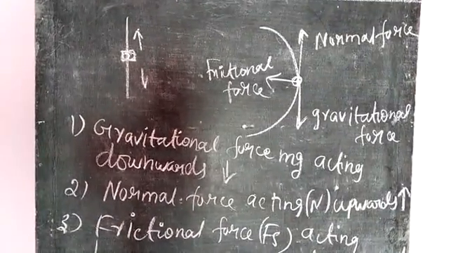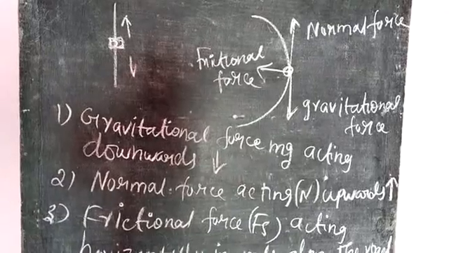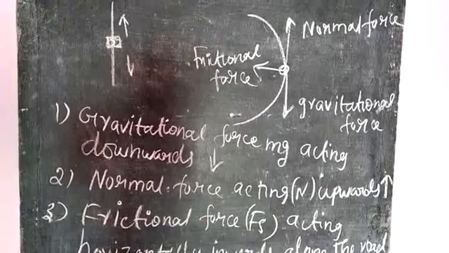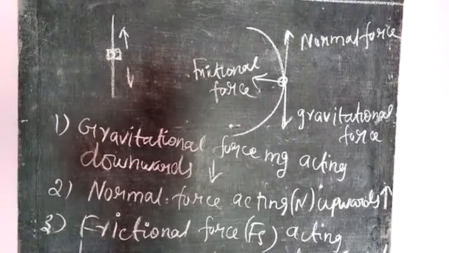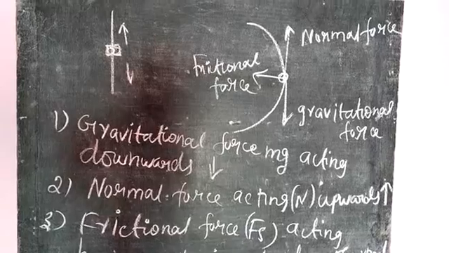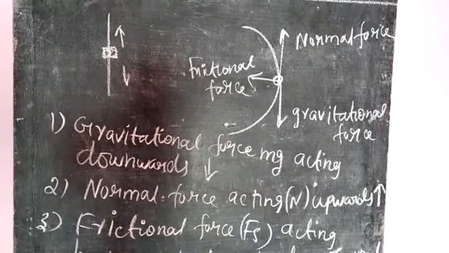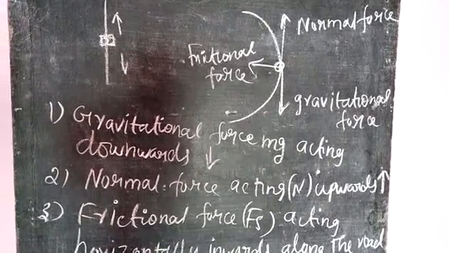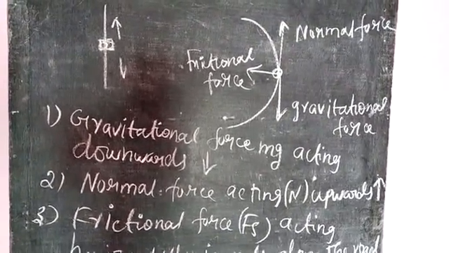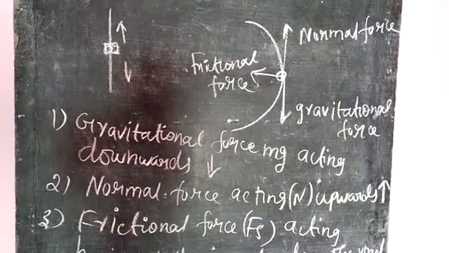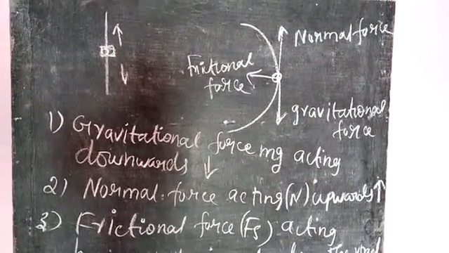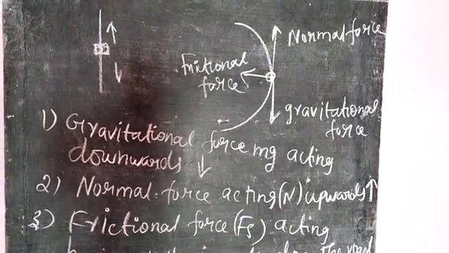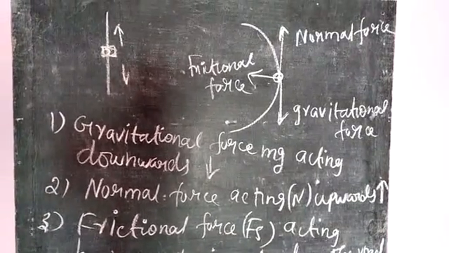Suppose the road is horizontal. The gravitational force acts downward and the normal force acts upward, both exactly equal and in opposite directions. So here the static friction, acting between the tire and the road, provides the centripetal force, acting towards the center.